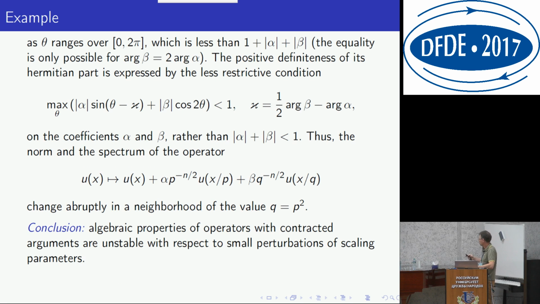But we come to an absolutely different conclusion. The norm of this operator is less than before. Equality is only possible for special arguments of these complex numbers. And the positive definiteness of its Hermitian part is expressed by a less restrictive condition. Here it is, rather than this. And we conclude that the norm and the spectrum of the operator change abruptly in the neighborhood of the value q equals p squared, which means that algebraic properties of operators with contracted arguments are unstable with respect to small perturbations of scaling parameters.